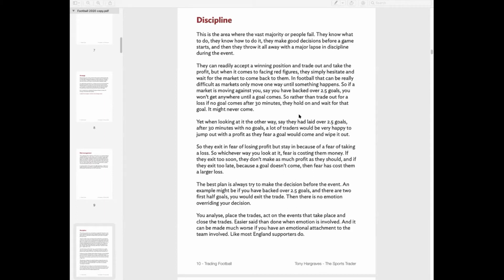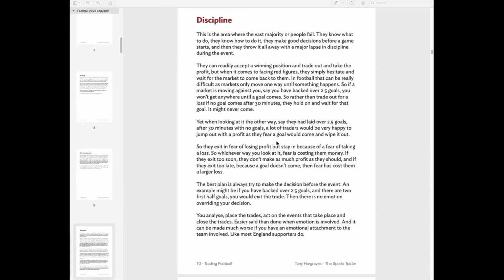Yet when looking at it the other way, say they'd laid over 2.5 goals after 30 minutes with no goals, a lot of traders would be happy to jump out with a profit as they're fearing that a goal will come and wipe it out. So that's really what we're going to look at psychologically next week, why we do that. When the game's going our way and we've got the green, we don't want to lose it. We think, I'm going to take that now because if a goal comes, that's going to wipe out my whole profit and I'm going to be back where I started.